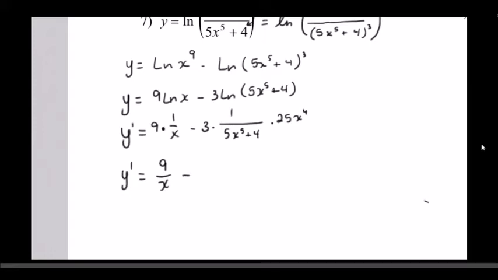So then combining a few things over here, 3 times 25, 75. 75x to the fourth over 5x to the fifth plus 4.